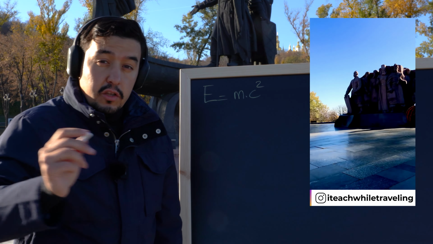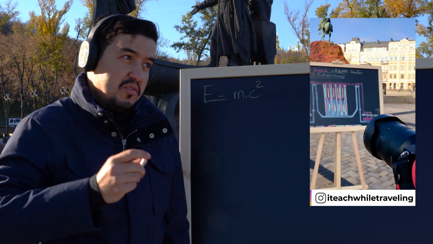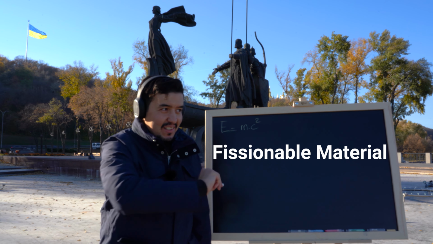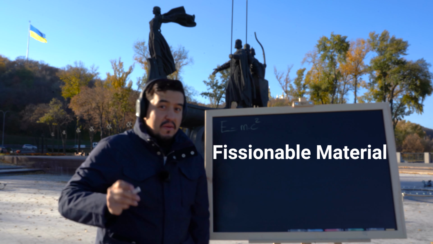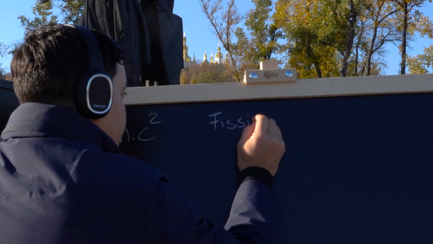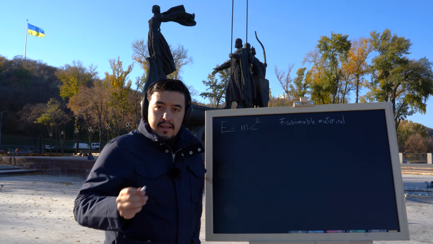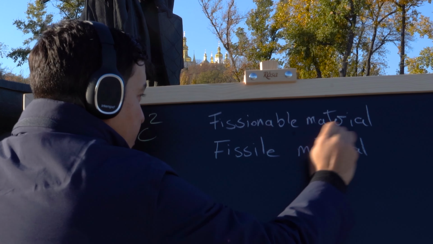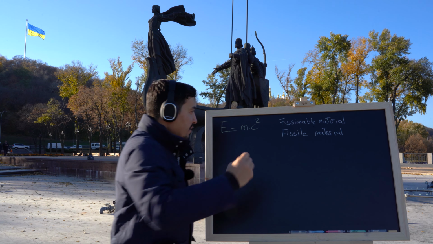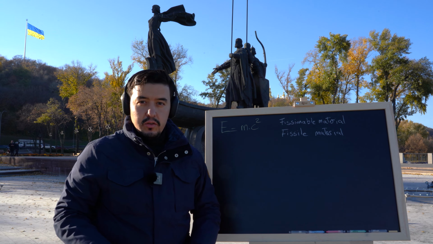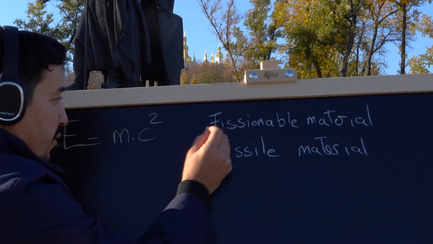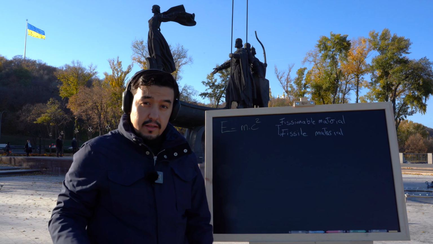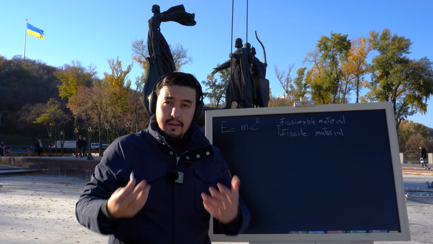Let's take the definition. You will need what we call fissionable material. Apologize for the pronunciation, you will see it written on the screen. Fissionable material and fissile material. Not sure how it's pronounced, but you got the idea. What's the difference between the two? Well, this one is a subcategory of this. So fissile materials are obviously fissionable materials.